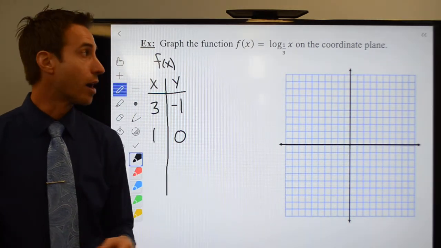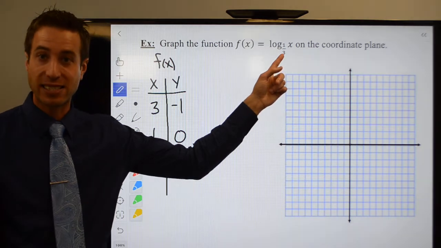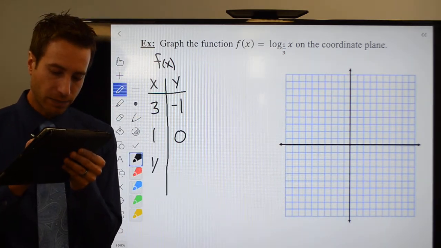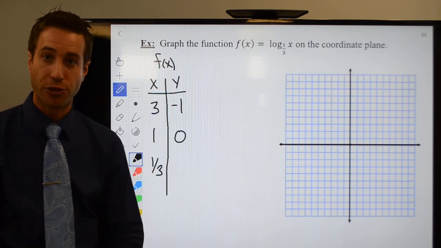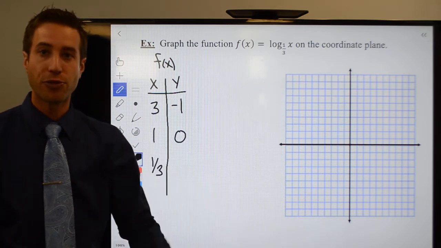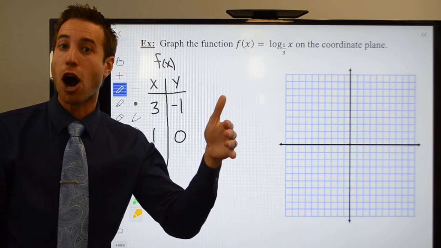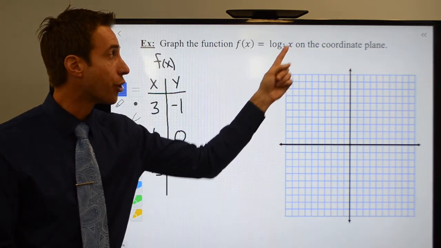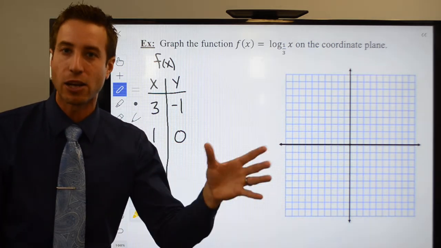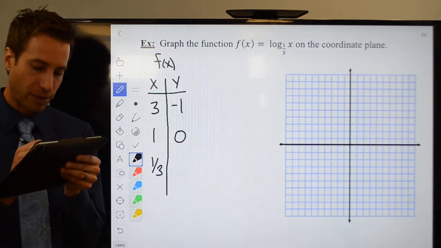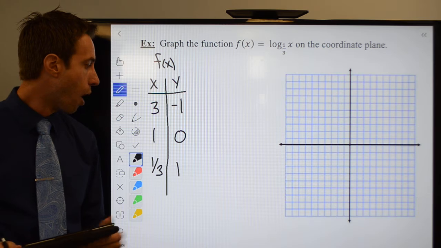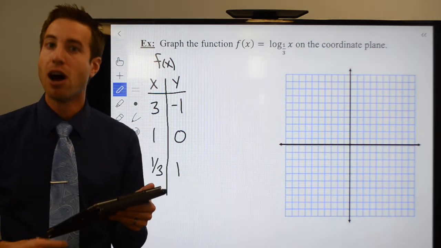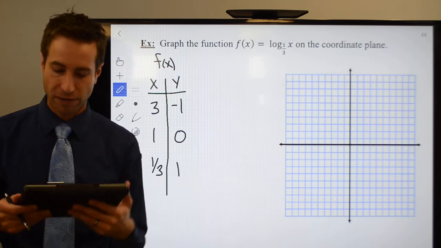And then the other one is, whatever the base is, plug that in as a domain value. Since my base is 1/3, I'm going to plug in a 1/3, and when the base and the argument are the same, I'm taking a log base 1/3 of 1/3, the base and the argument will cancel each other out, and you'll be left with just a 1. We're going to go ahead and plot these points to get a picture of what my logarithmic function looks like.